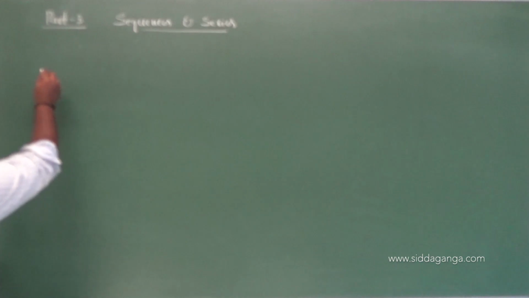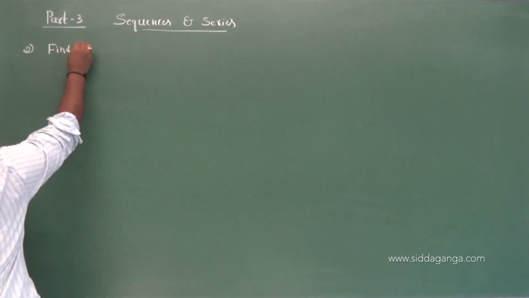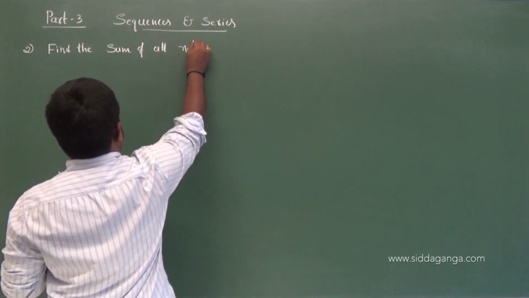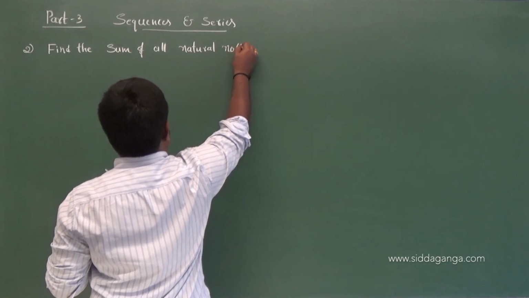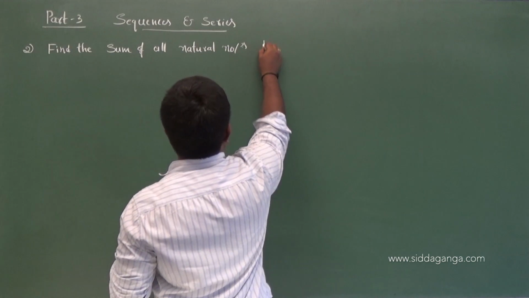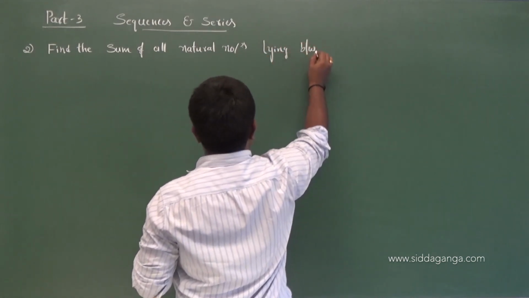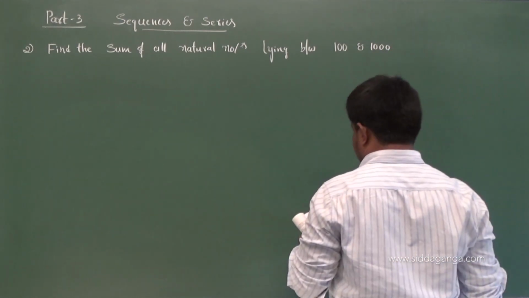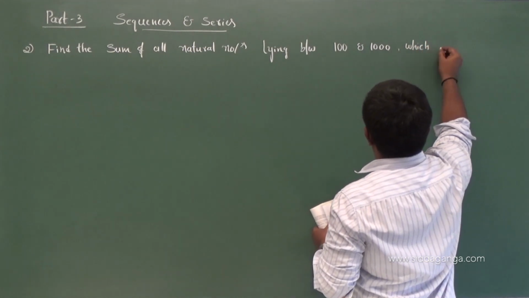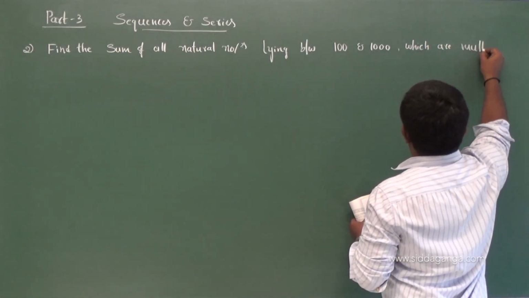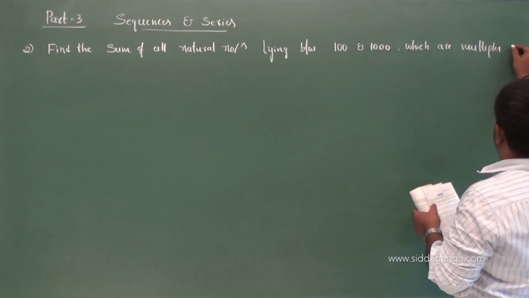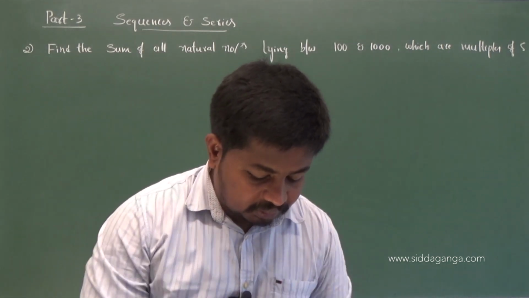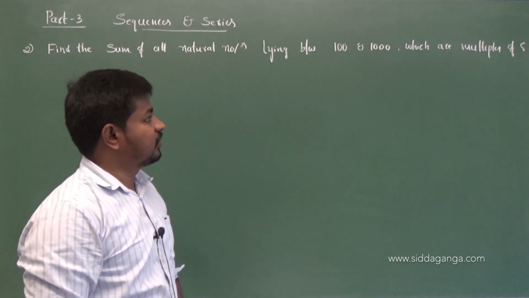Find the sum of all natural numbers lying between 100 and 1000 which are multiples of 5. A simple one. Here we have to find the sum of all the natural numbers between 100 and 1000, which are multiples of 5.